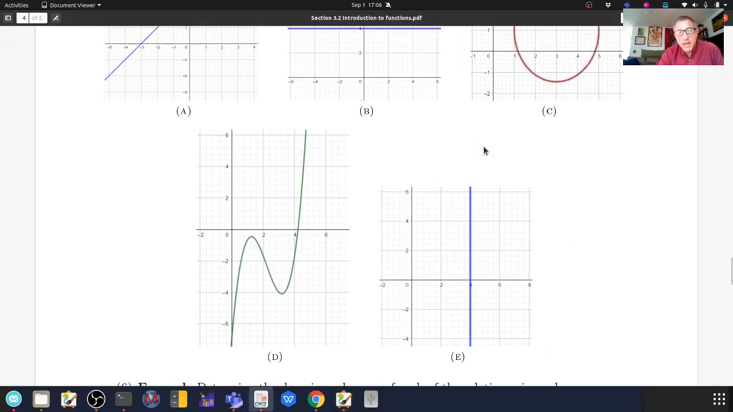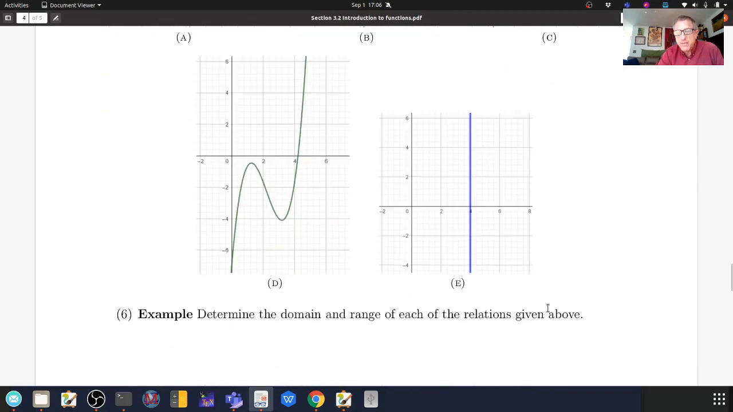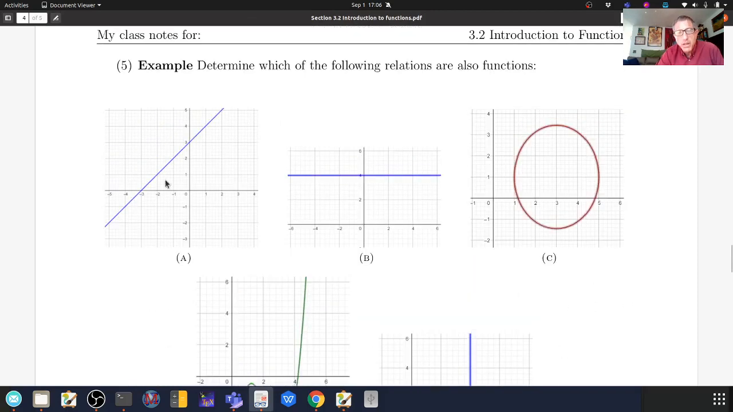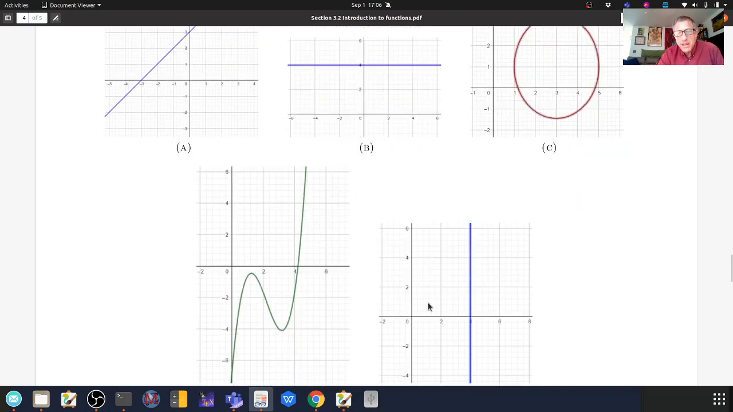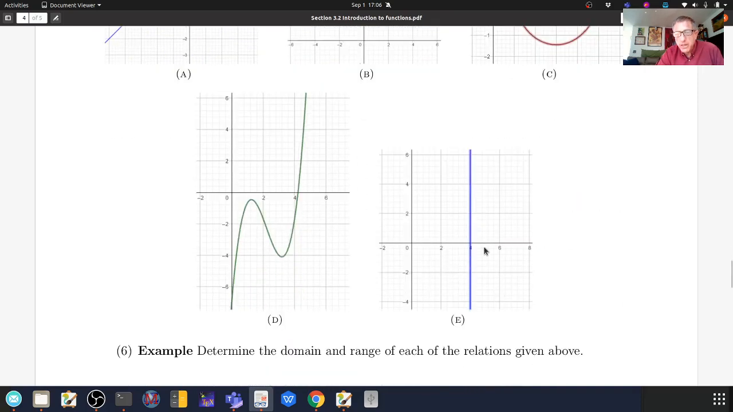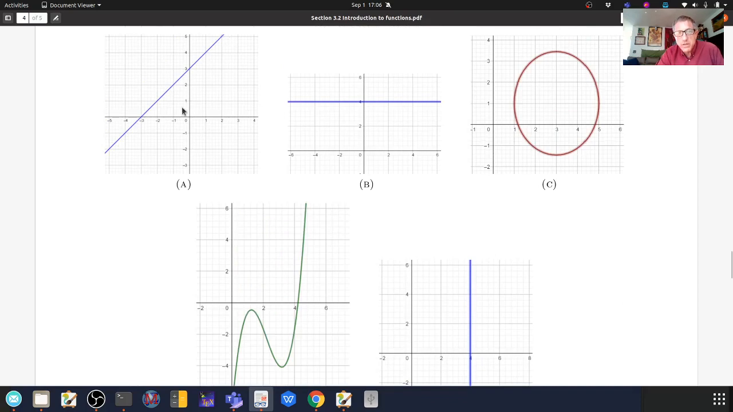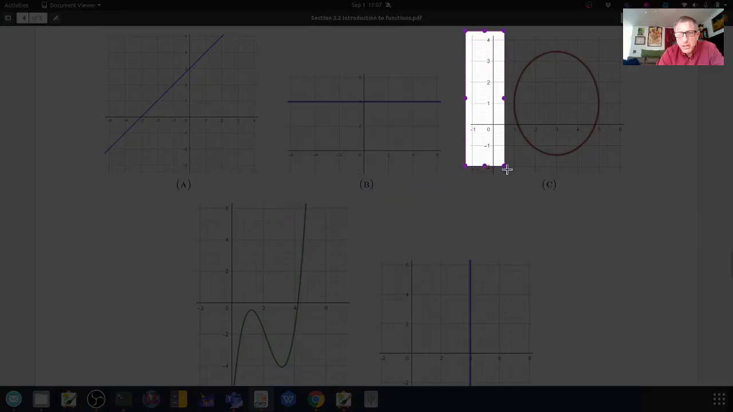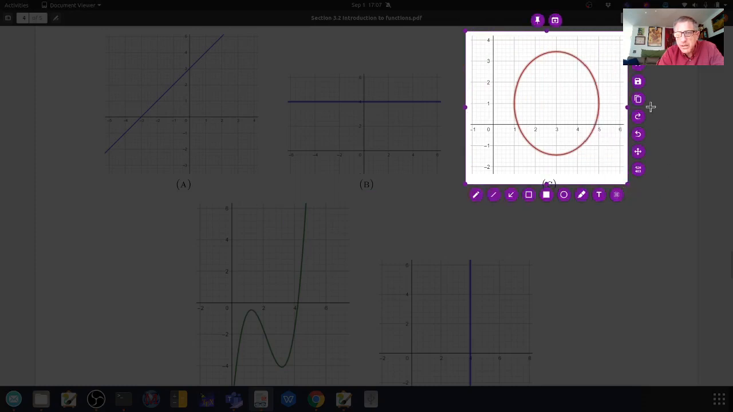So now we're going to determine the domain and range of each of the relations given below. I've already determined the domain and the range of the lines: the horizontal line, the vertical line, and the non-horizontal or non-vertical line. So what would be the range and the domain of this one? I kind of want to do that again. I want to take a screenshot and copy it in.